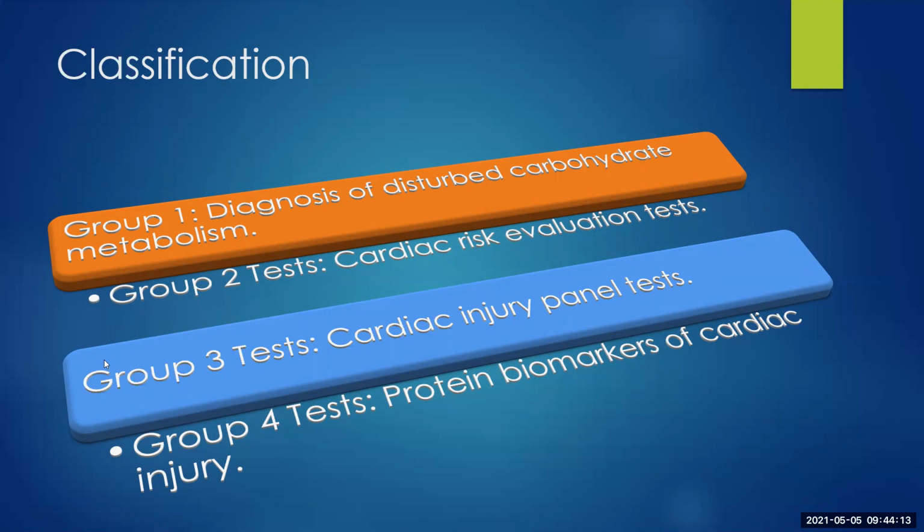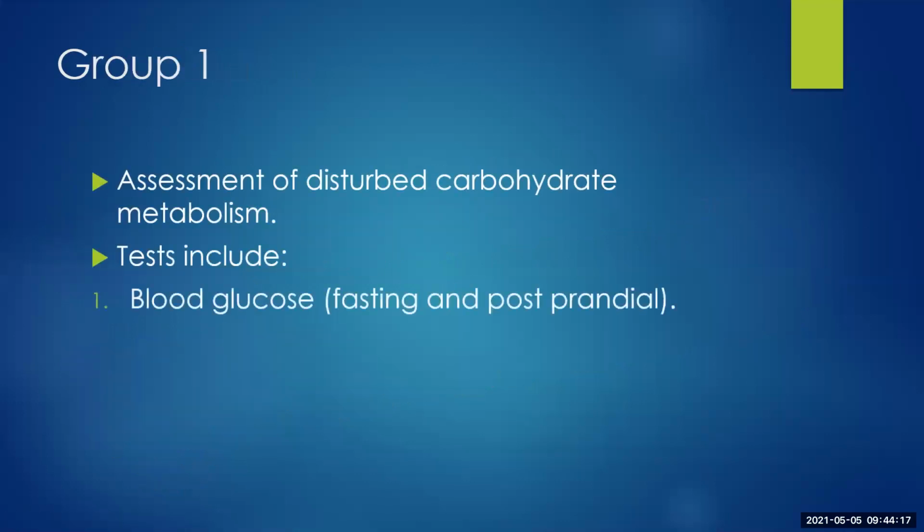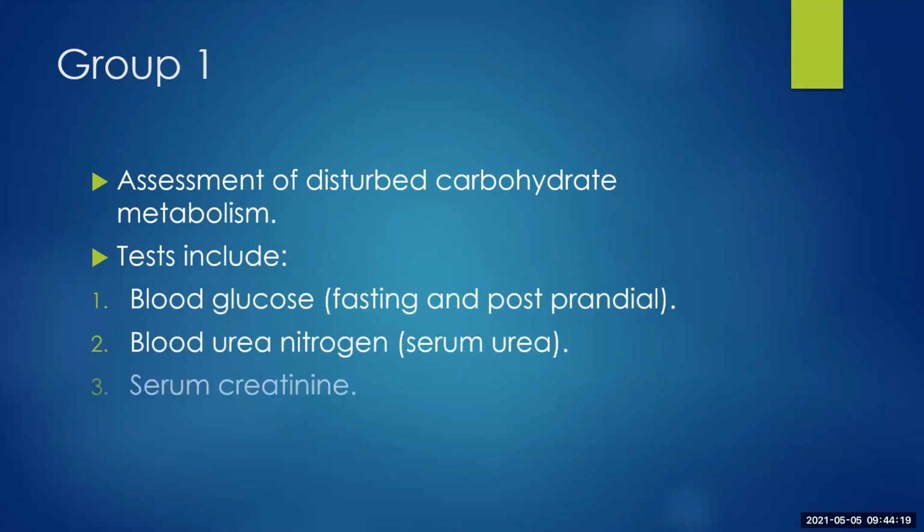We had seen group 3 in very detail, while group 1 was giving us information about the disturbed carbohydrate metabolism, and we checked for the renal associated markers, okay, renal function markers, because kidneys are the ones which get affected first out of all other organ systems in a patient where the carbohydrate metabolism is not under control.